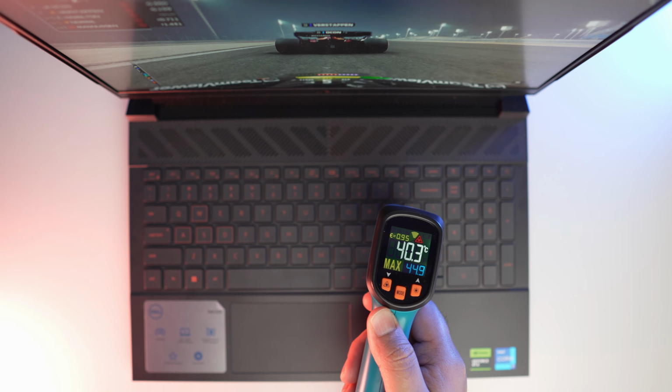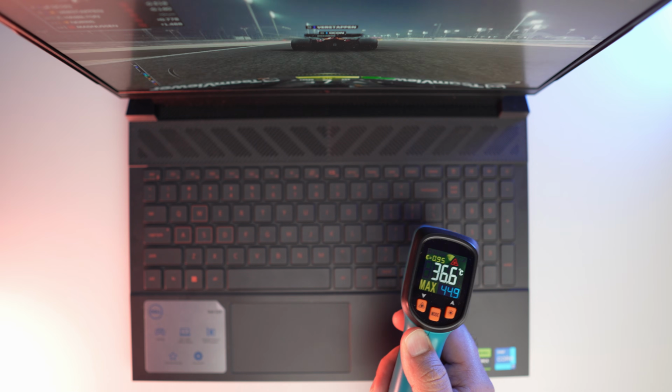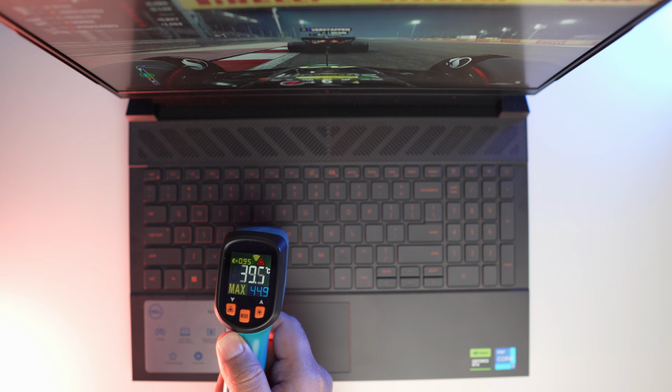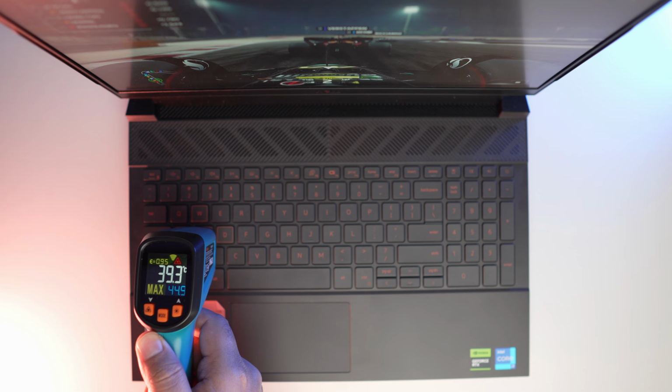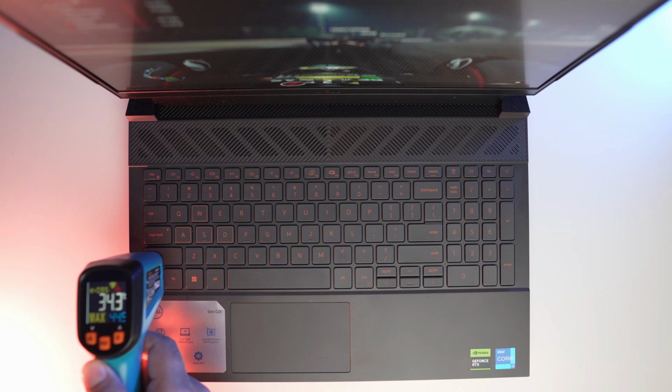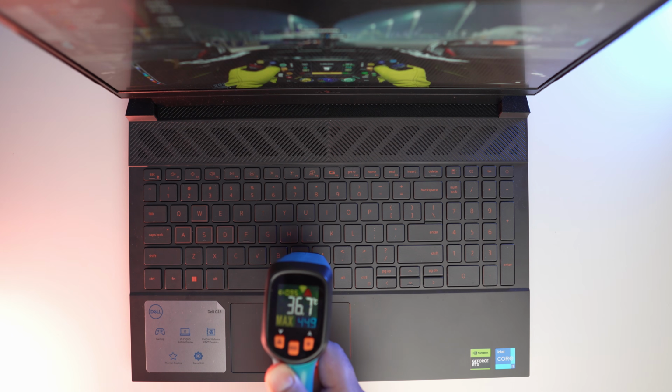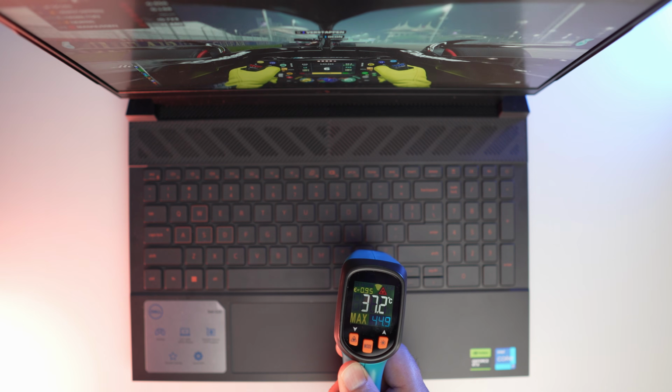Unless you've got fingers dangling over the side of the laptop and feeling that hot exhaust on your hands, you should have no issues with sweaty palms or playing in this particular configuration on this laptop. I've done so for many hours, and I've never felt any discomfort from this laptop, particularly the Dell G15 5530.